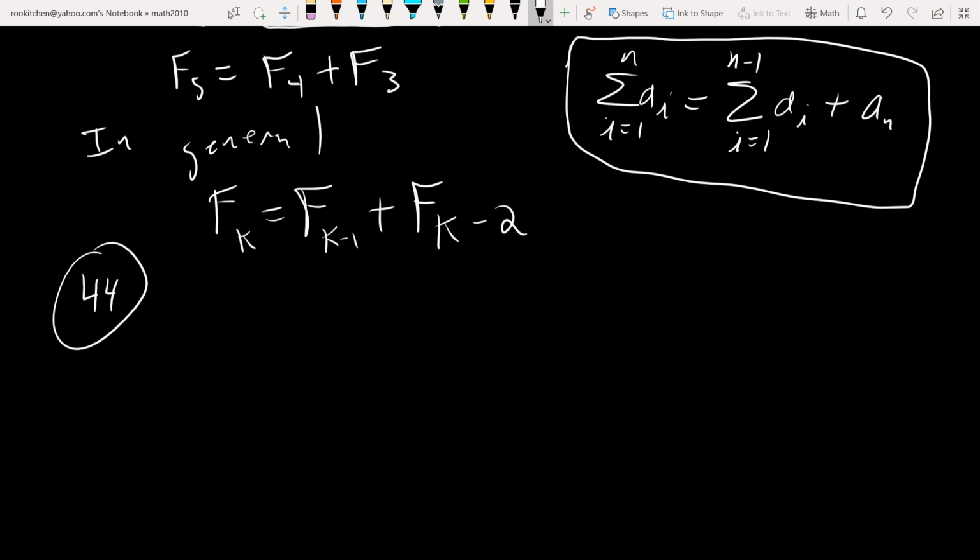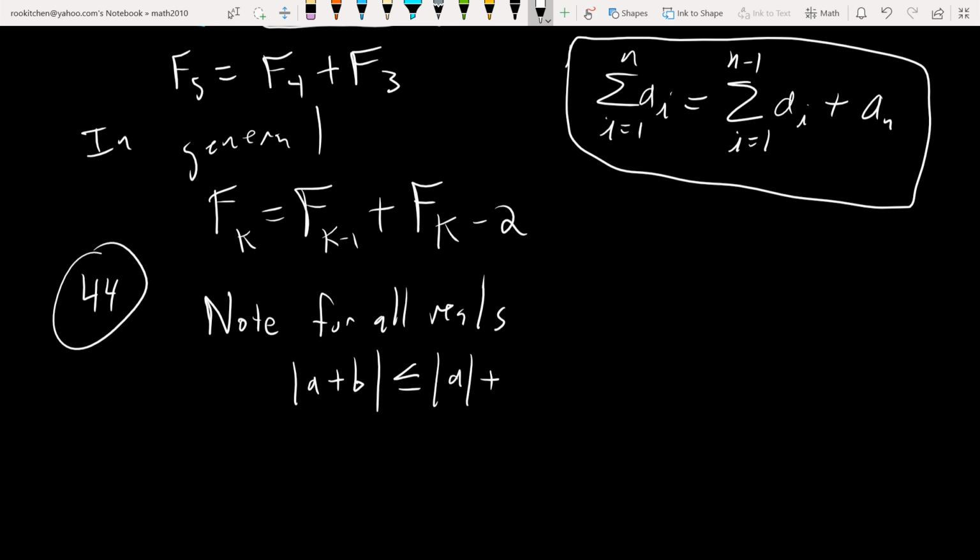I wanted to use that definition in order to prove the triangle inequality for arbitrary sums. Note, for all reals, we'll assume the triangle inequality holds. To prove this, you would have to do a case-by-case analysis. What if a is less than 0? What if b is greater than 0? What if a is less than 0 and b is less than 0? What if a is greater than 0, b is less than 0? And all the different variations, and you go through one by one and use the definition of inequalities to show that this holds.